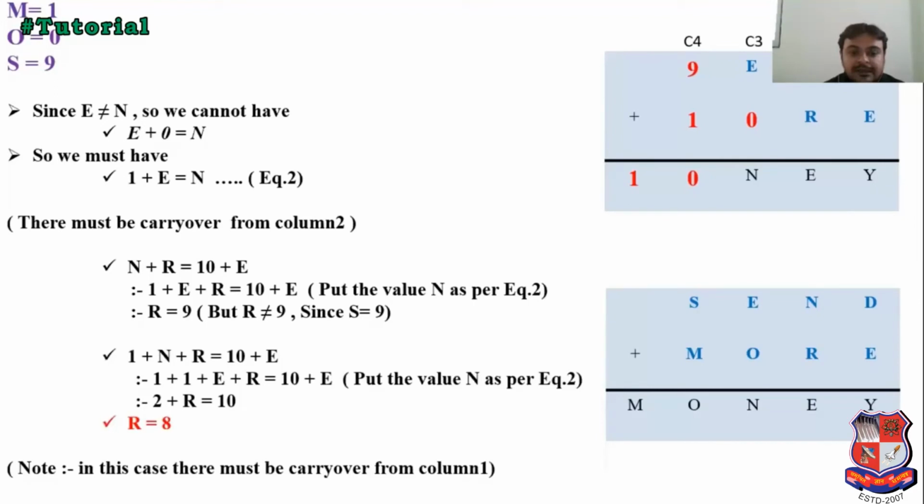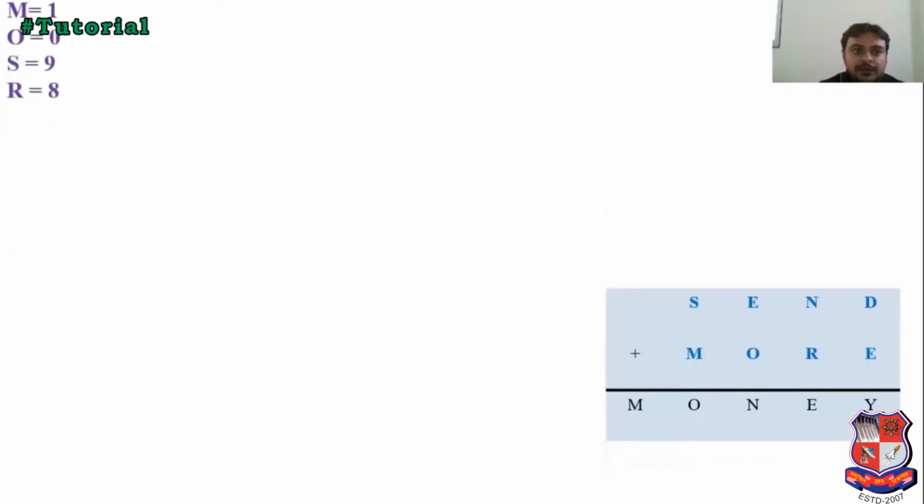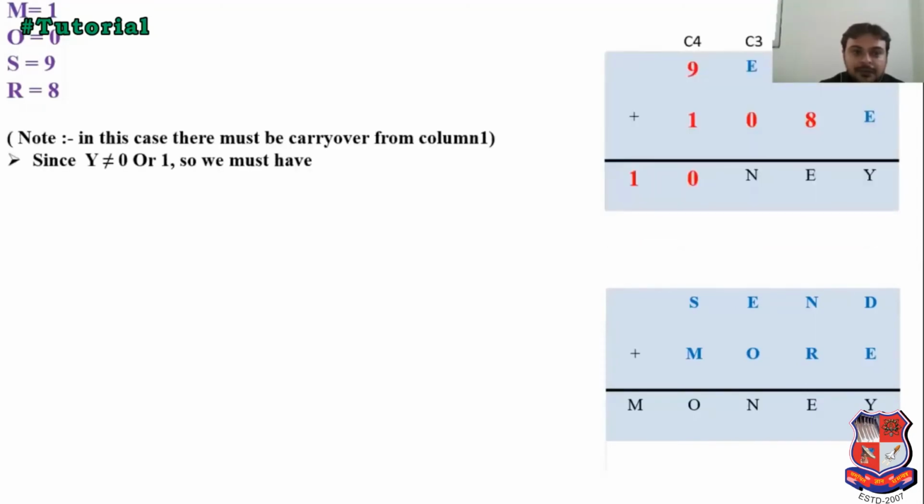So we can generate a carry from column number 1. So we can write column number 2 like 1 plus n plus r is equal to 10 plus e. So we can easily find out r is equal to 8. So our next value is r is equal to 8. Okay, so we have found the m, o, s and r values. In our last slide we have seen the carry over for column number 1.